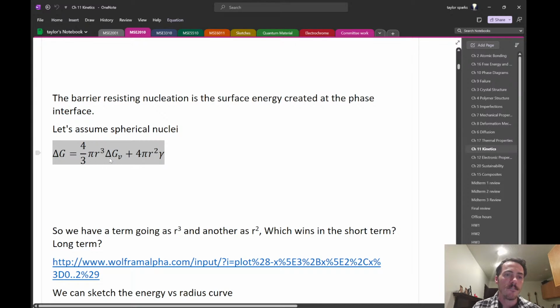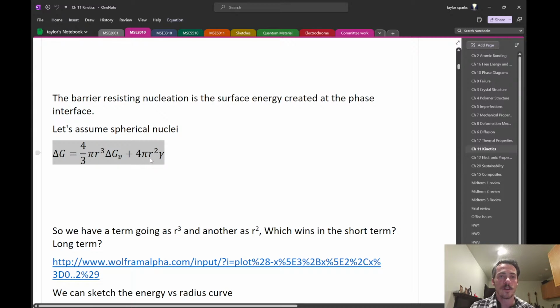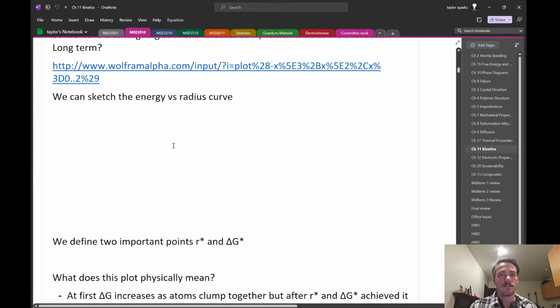multiplied by the change in free energy on a per volume basis. But then we're going to have a second term, which is plus 4 pi r squared. That is the surface area of a sphere multiplied by gamma, which in this case is going to be our surface energy. So that will tell you the delta G. Since both of those, the surface energy and the volume, can be written as a function of, say, r, the radius of the sphere that forms, that lets us plot these things, right? You can plot the free energy as a function of radius.